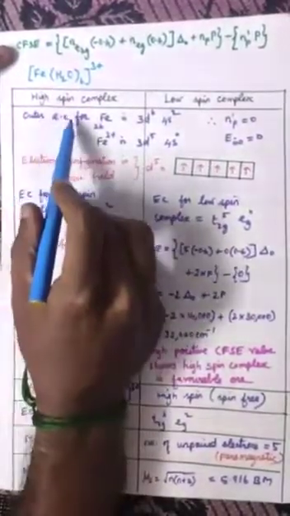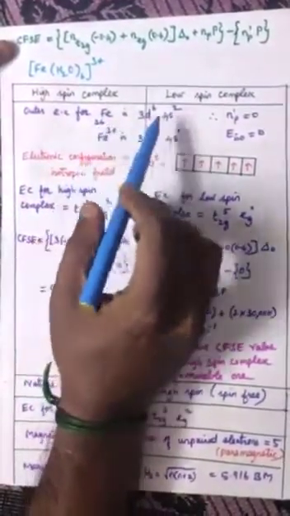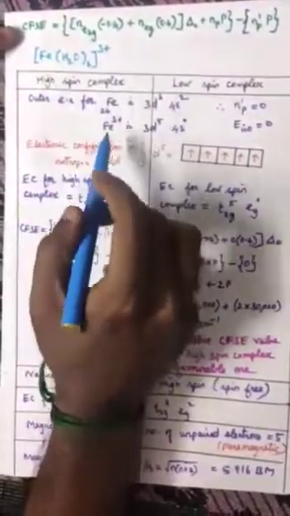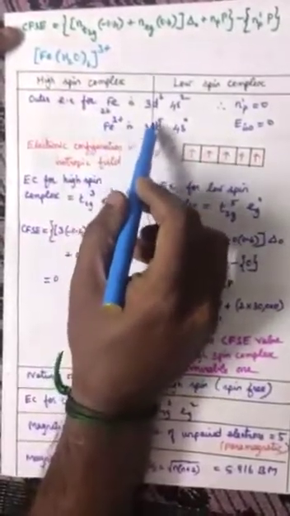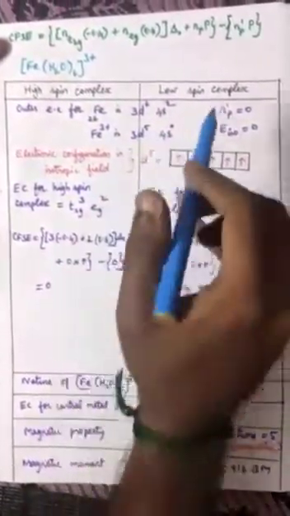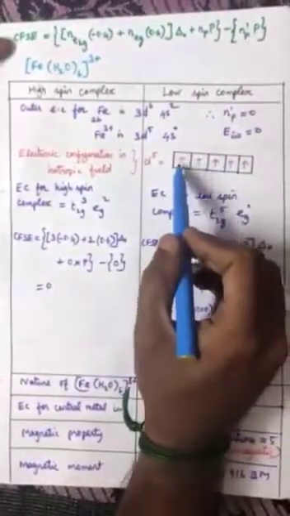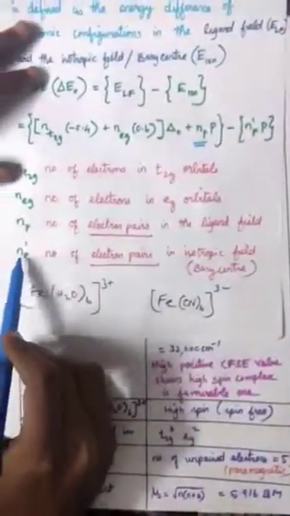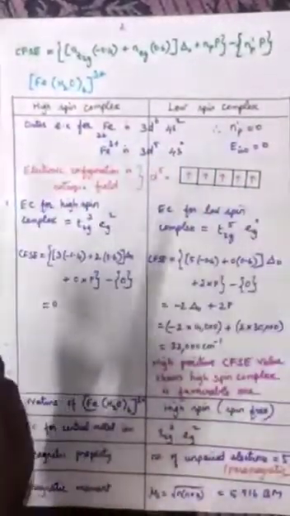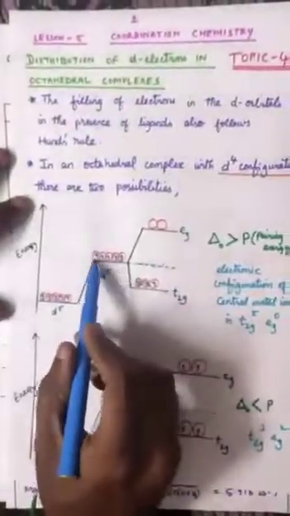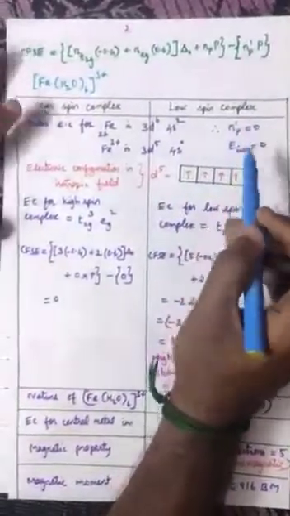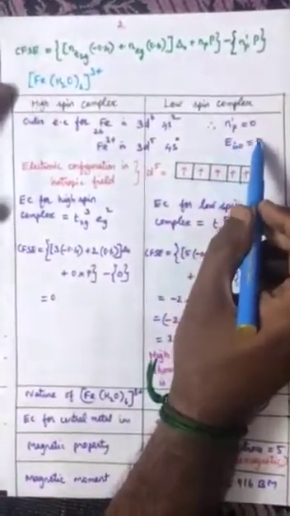First, the outer electronic configuration of iron. Iron has atomic number 26, so the outer electronic configuration is 3d6 4s2. Here iron is in the +3 oxidation state, so Fe3+ becomes 3d5 4s0. So for 3d5, it will look like this. See here, there is no paired electron. So what do we get for n'_p, the number of electron pairs in the isotropic field? At the barycenter, we don't have any paired electrons at all. So n'_p is equal to 0, and the energy of the isotropic field is equal to 0.